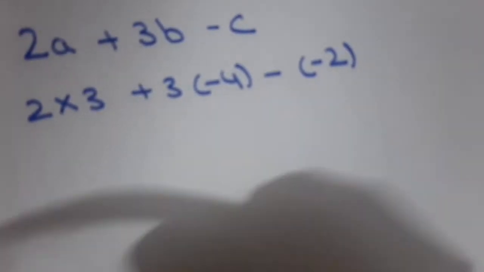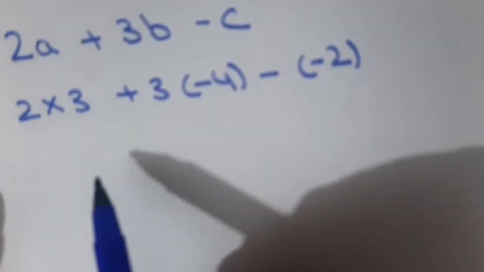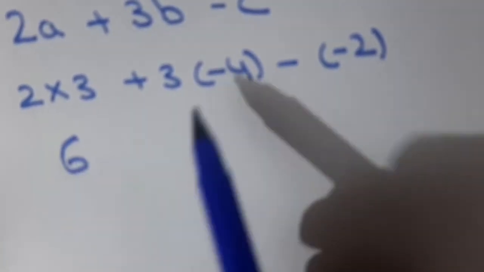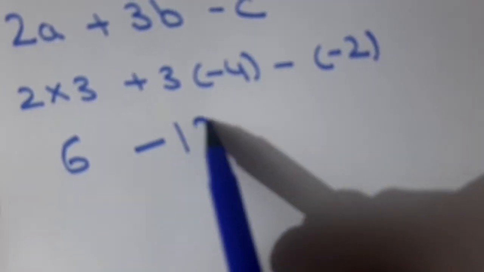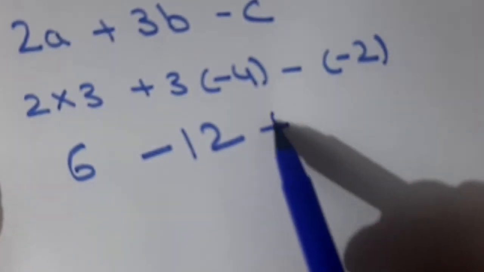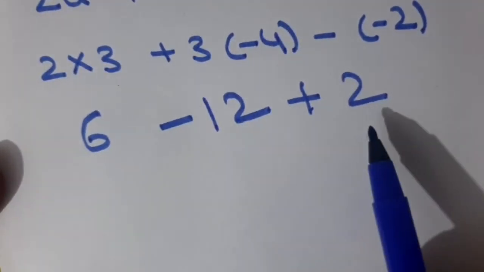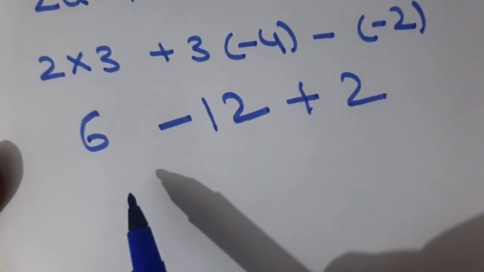Now come back to the question. Here 2 into a. a is 3. So 2 into 3 is 6. Plus into minus is minus. 3 into 4 is 12. Minus into minus is plus. So it is plus 2. So now you can see 6 minus 12 plus 2. Now solve this.